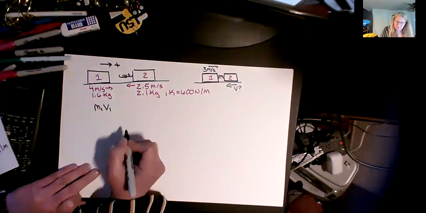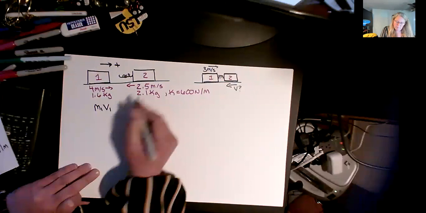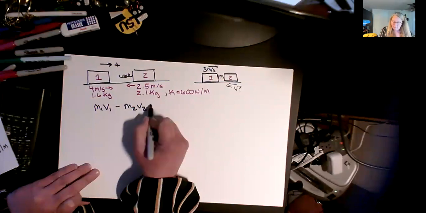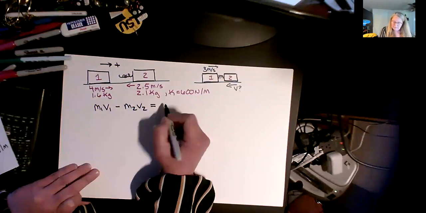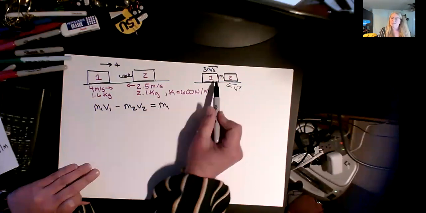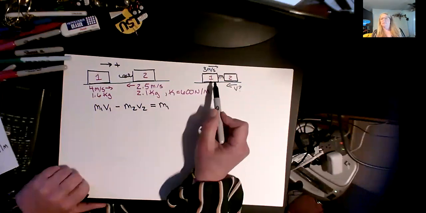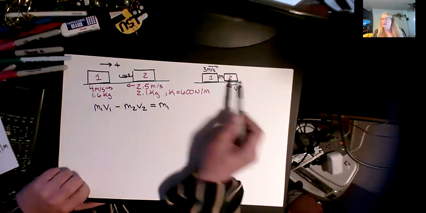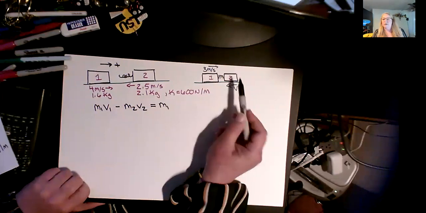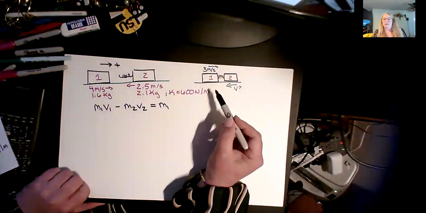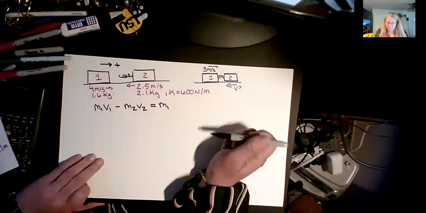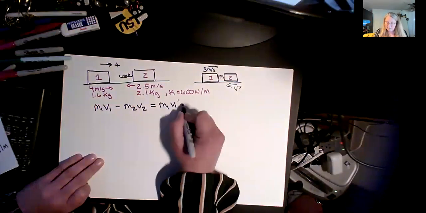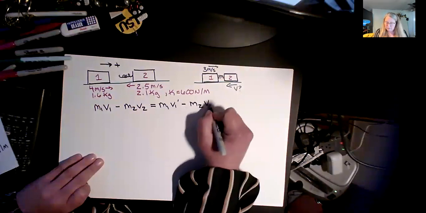minus, because it's going this way, minus mass 2, velocity 2, is going to equal, let's see, mass 1. Is this a combined mass system? Can I just say that they both have the same velocity? No, I can't, because this velocity is going this direction, and this velocity is still going this direction. So this is not an inelastic collision. They are still both moving. So what do I have? I have mass 1, velocity 1 prime minus mass 2, velocity 2 prime.